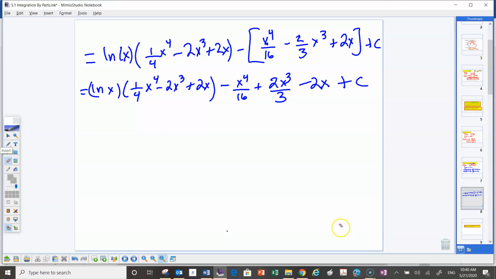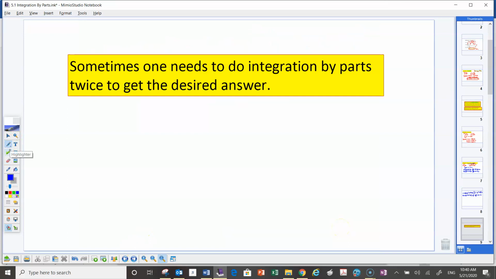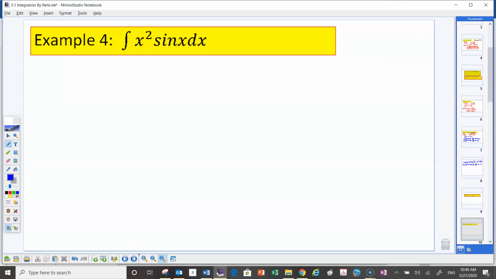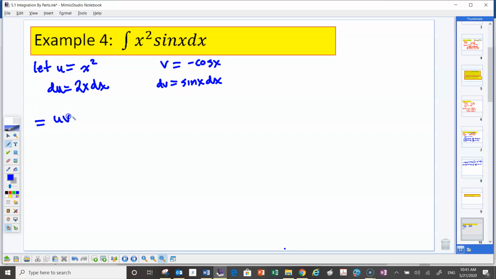Again, that one took a little bit more work, but that's how you set that one up. All right, sometimes you need to integrate more than once to get the desired answer. So in this case, again, I am going to let u equal my polynomial. So dv is going to be sine x dx. So du is 2x dx. And the integral of sine to get v would be negative cos x. So my formula is uv minus the integral of v du.